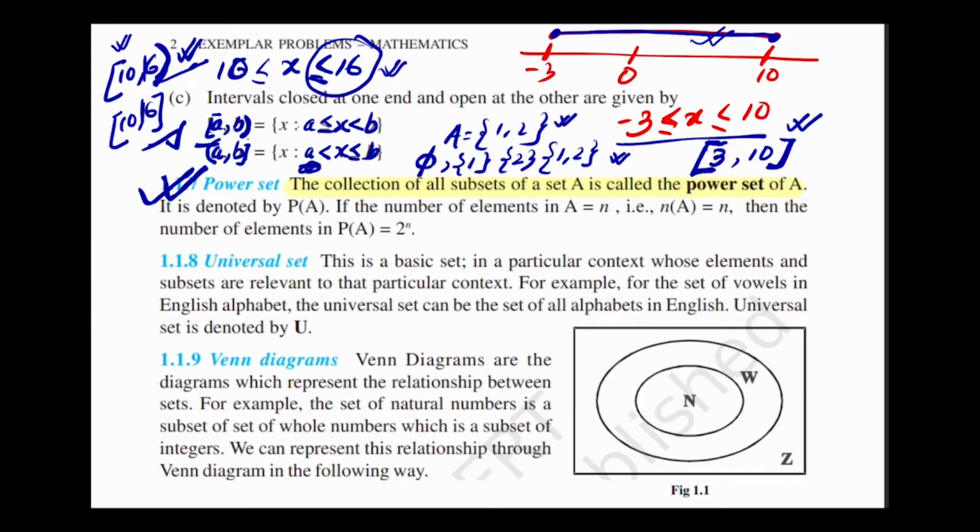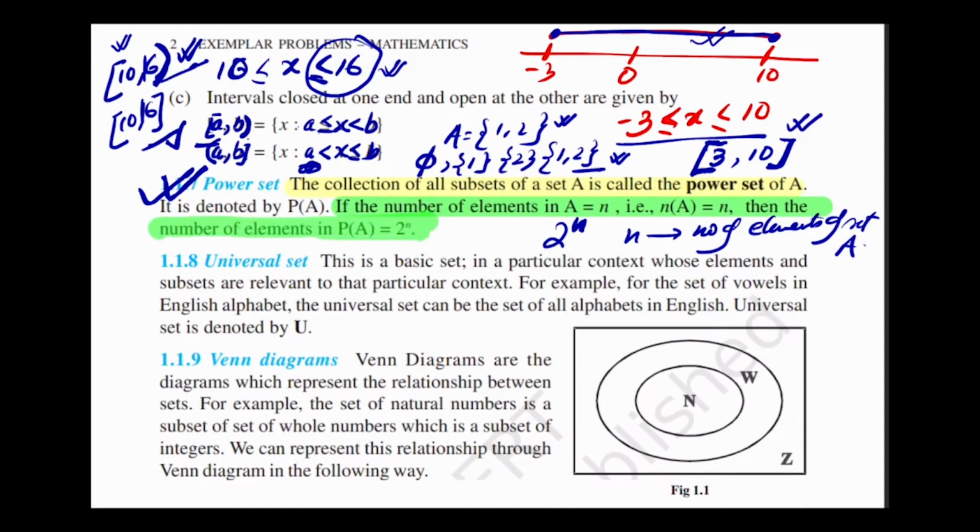From this we can come up with a formula. If the number of elements in the set is 2, the total number of subsets is 4. So it is 2 power n, where n is the number of elements of set A. Correct. This formula is very important, and a lot of times it's asked. So if the number of elements of A is n, then the total number of subsets in the power set is 2 power n.